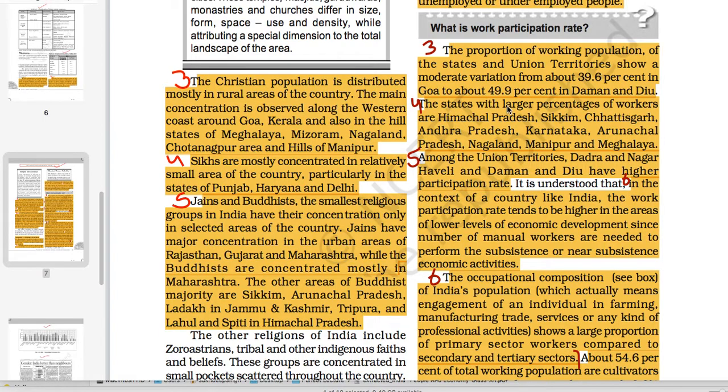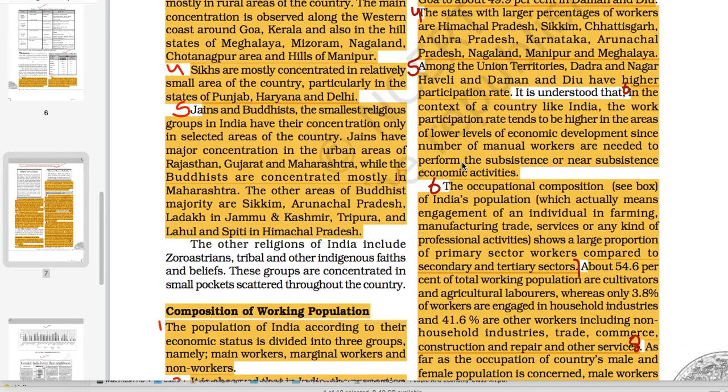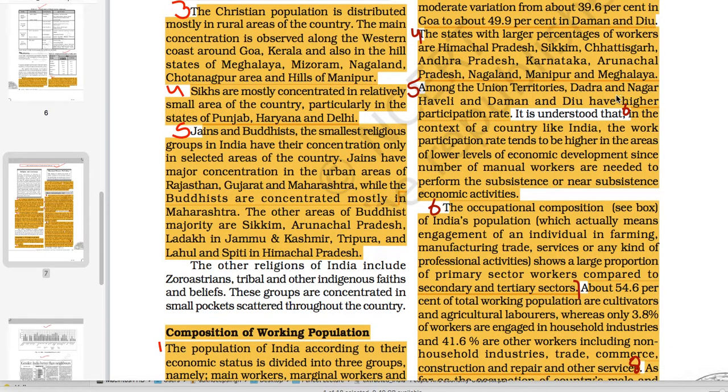Fourth point is the states with a large percentage of workers are Himachal Pradesh, Sikkim, Chhattisgarh, Andhra Pradesh, Karnataka, Arunachal Pradesh, Nagaland, Manipur and Meghalaya. Means in these states a large percentage of workers are living. Fifth point is among the union territories, Dadra and Nagar Haveli and Daman and Diu, here the working population percentage is high.